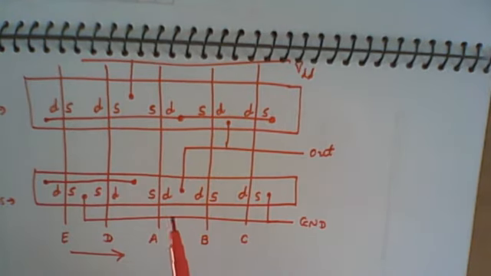So if you draw the stick diagram, optimize the stick diagram using the Euler path, right?